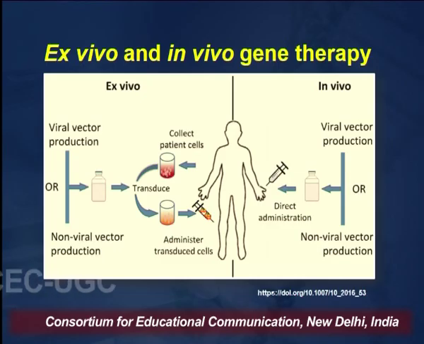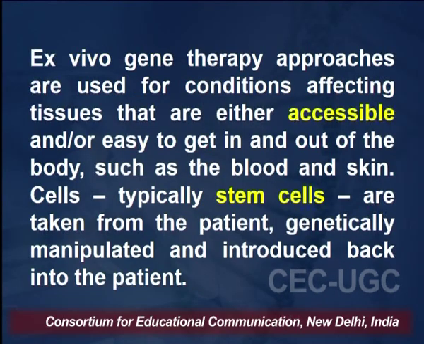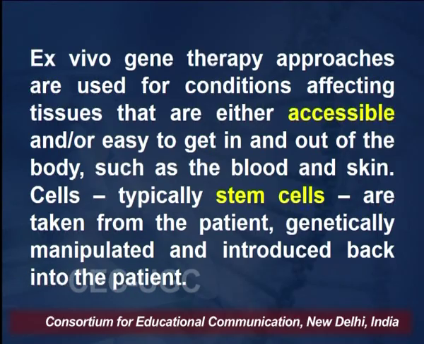So as you can see, just by telling the mechanism how it is done, there are certain challenges that will be faced, or certain disadvantages and advantages faced for both the methods. So where do we use in vivo and ex vivo? Ex vivo gene therapy approaches are generally used for conditions that are affecting the tissues that are either accessible and easy to get in and out of the body, such as the blood and the skin.